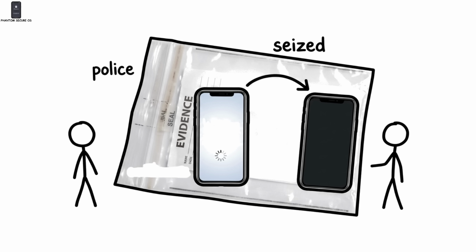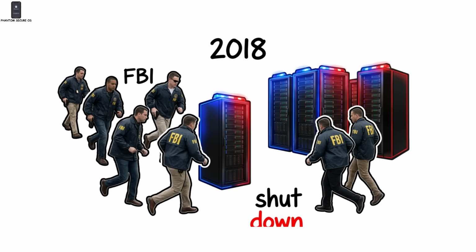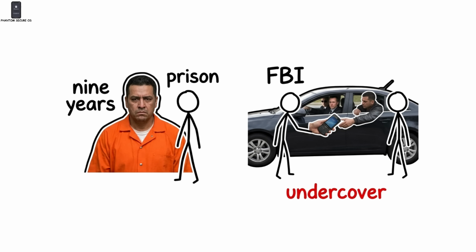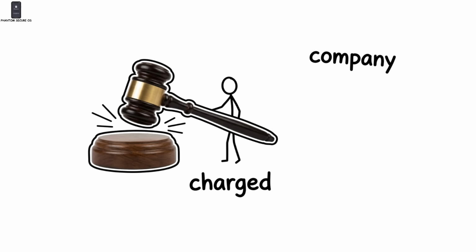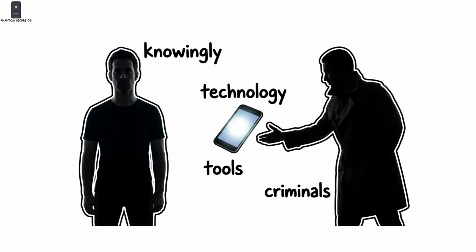When police seized phones, the company remotely wiped them to destroy evidence. In 2018, the FBI shut it down. Ramos got 9 years in prison. The FBI had spent years undercover, posing as drug traffickers to buy phones and gather evidence. The company itself was charged as a criminal enterprise. Not just the technology, the act of knowingly providing tools to criminals.